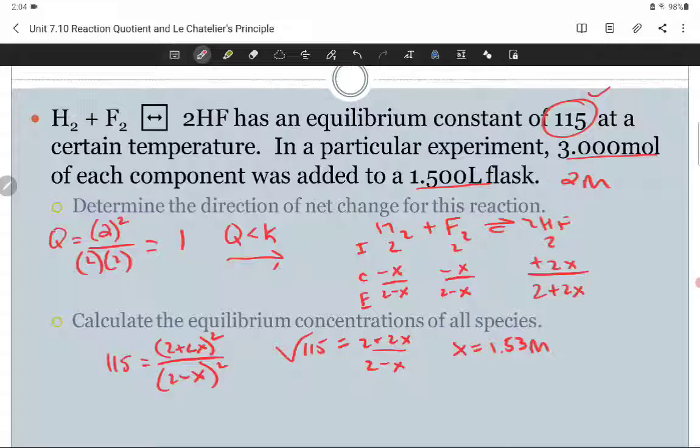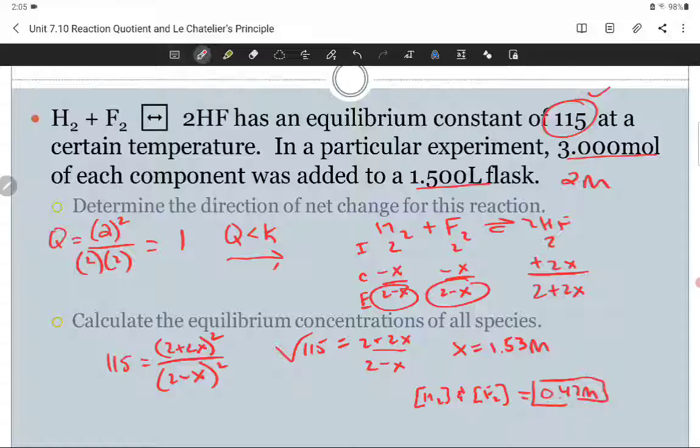So is that our answer? No, it's for H2 and F2, you're going to have to do 2 minus 1.53, which is going to be 0.47 molar. And then for the HF concentration, you're going to have to do 2 plus 2x, and I think that's going to come out to be 5.06 molar.